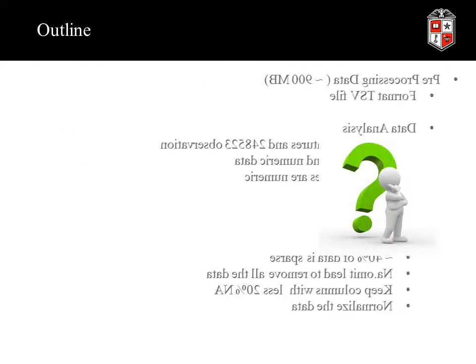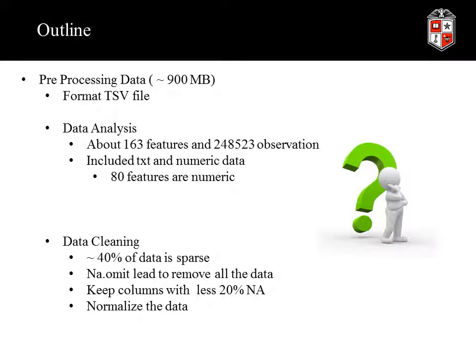The outline of the project update is as follows. The pre-processing, which is about discussing the data analysis as well as the data cleaning progress that I have made so far. The data that I've gathered from the Kaggle website is about 900 megabytes in the format of a tab-separated file, or TSV.